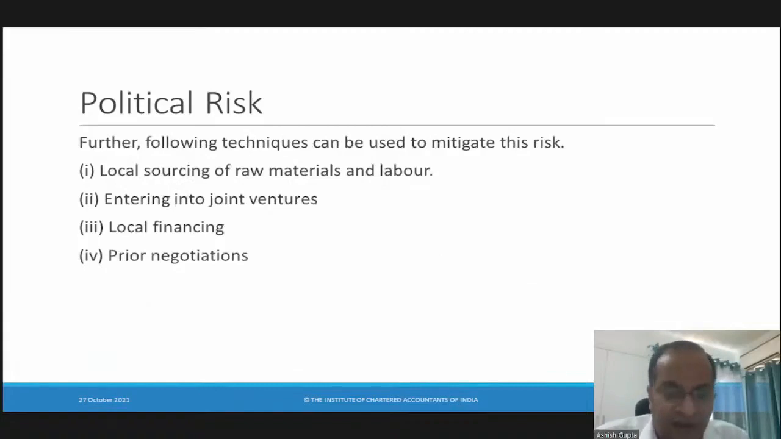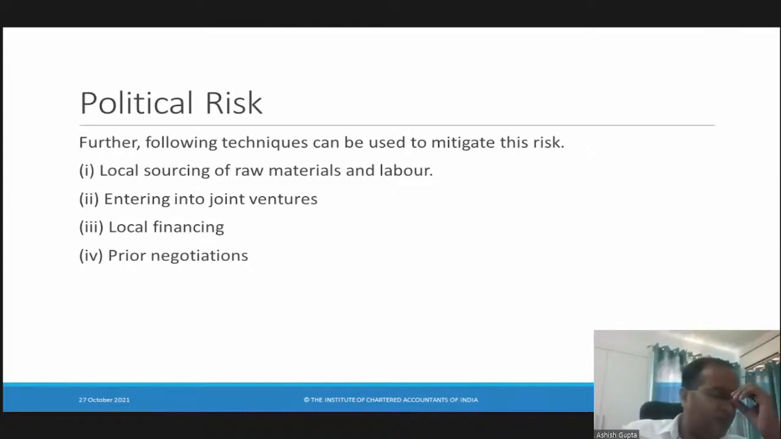Now, these are the techniques that can be used to mitigate the risk. Local sources of raw material and labor are more important. You employ the local labor and use the raw material there, because ultimately this will be a business boom for the other small subsidiary business houses also.